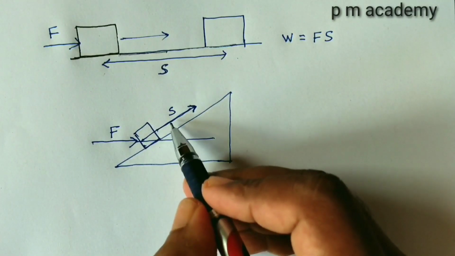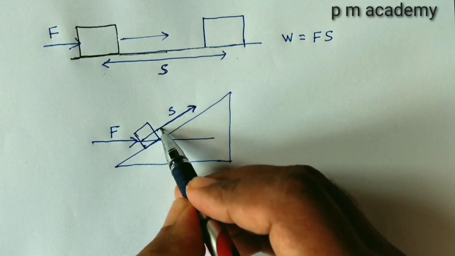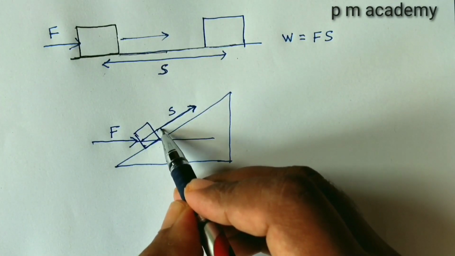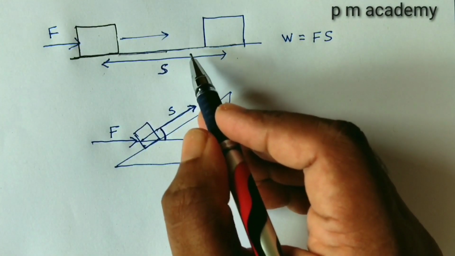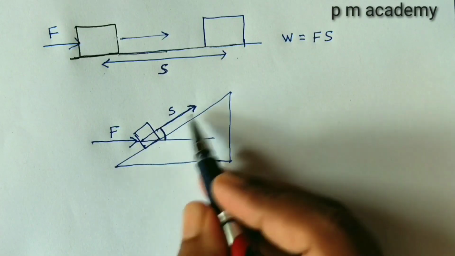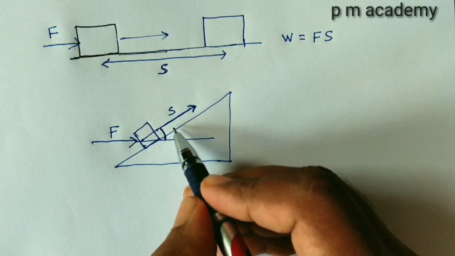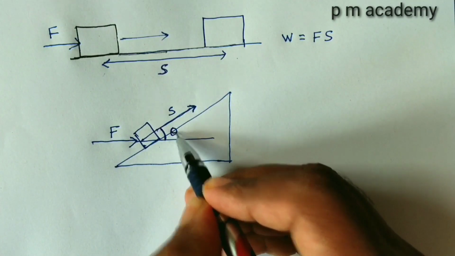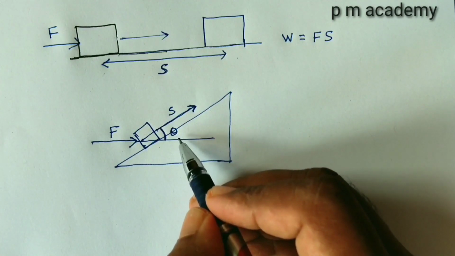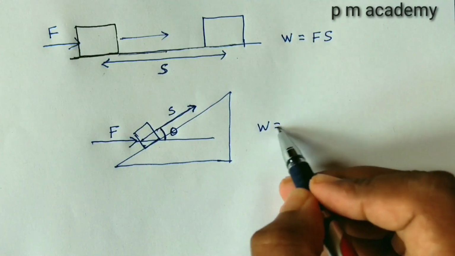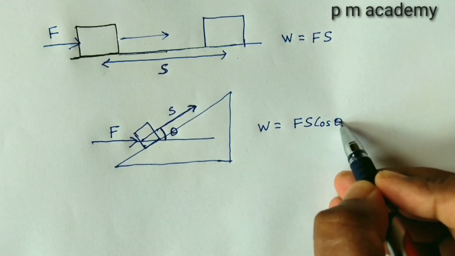That is, force and displacement are not in the same direction. There is an angle between force and displacement. In the previous case, there is no angle. The angle is 0 because force and displacement are in the same direction. Here, the displacement and force are not in the same direction. If the angle between force and displacement is theta, a Greek letter known as theta, then work done on the object is equal to F into s cos theta.